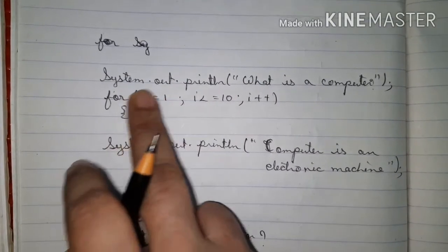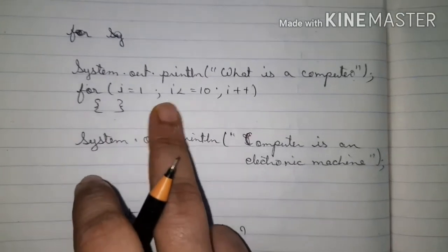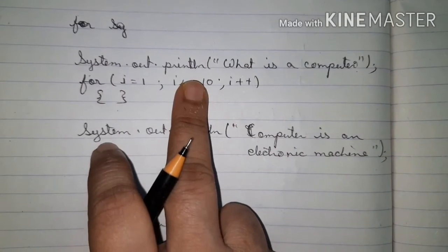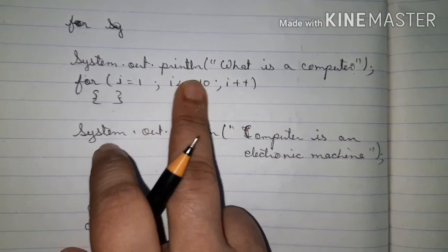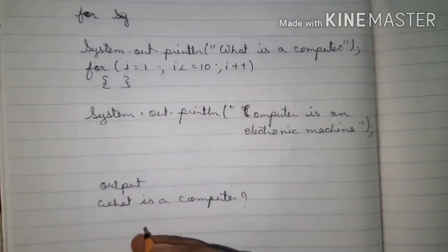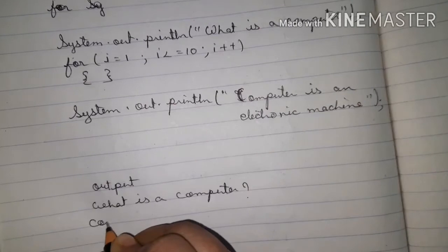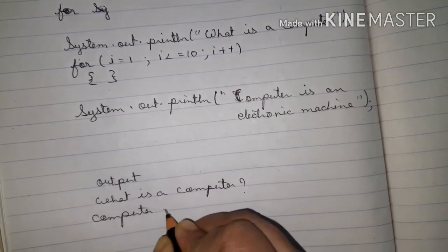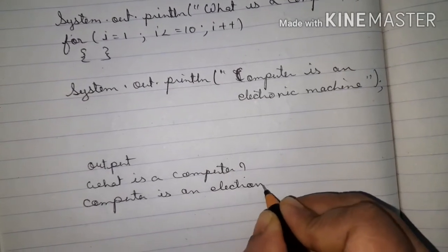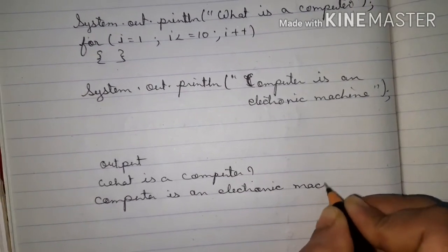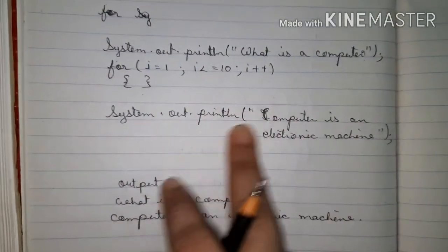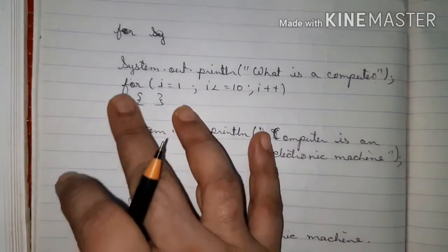So when the loop has run 10 times, what is going to happen? It will come to this statement. When I becomes 10, then I becomes 11, the condition becomes false, then it will come here and again display "Computer is an electronic machine." So in this way the loop is what we call a delay loop.